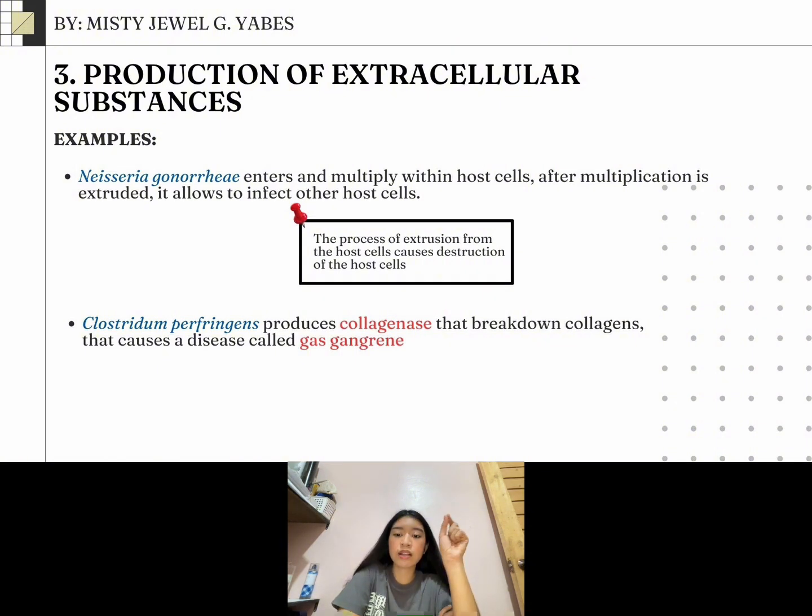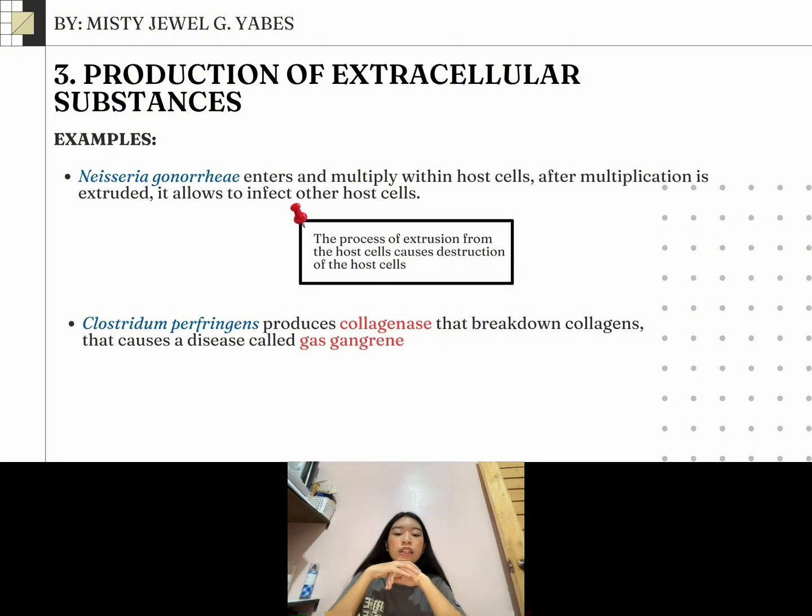Okay? So, ang second example natin is ang ating Clostridium perfringens. So, ang ating Clostridium perfringens kasi ay nagpo-produce ng collagenase, in which itong collagenase initiates the breakdown of our collagens, in which kapag nabe-breakdown kasi ang collagens natin, nakaka-produce tayo or nagkukos ito ng disease which we call gas gangrene.